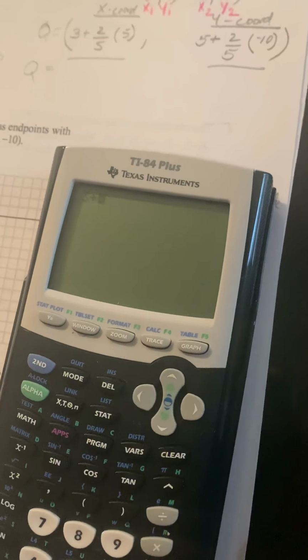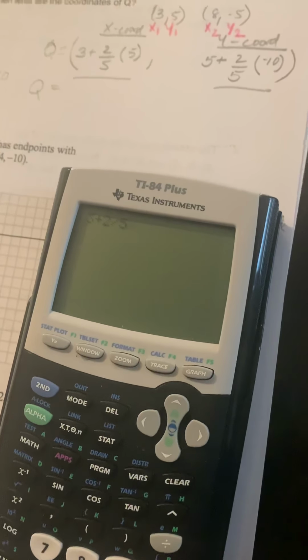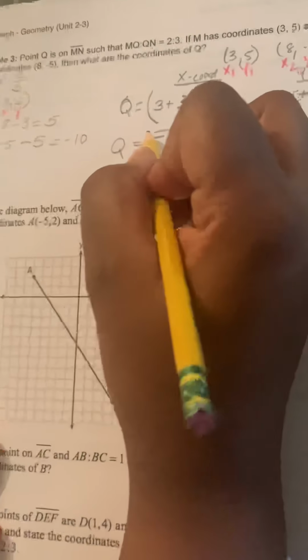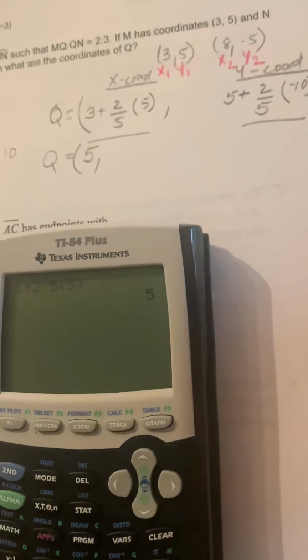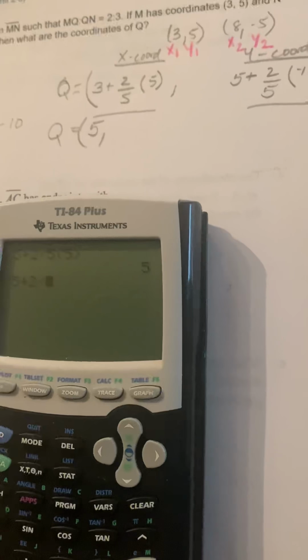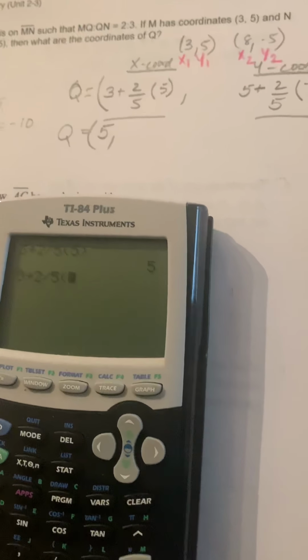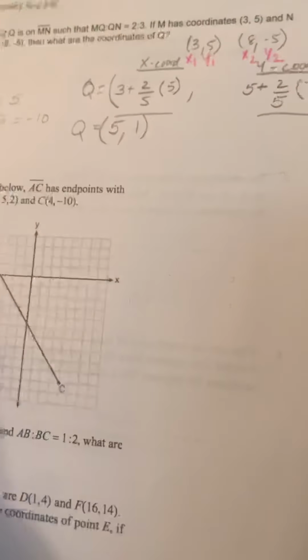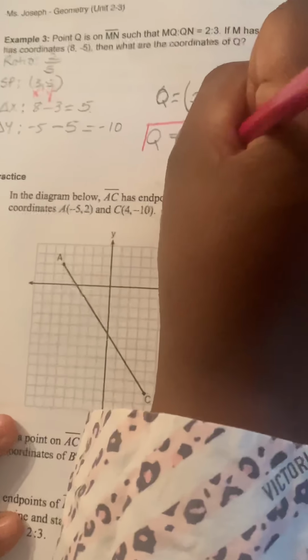All right. So here we go. 3 plus 2/5 times 5. That gives us 5 for the X coordinate. And we're plugging in the other one: 5 plus 2 divided by 5 times -10. So that gives us 1. And that is our coordinate for Q.